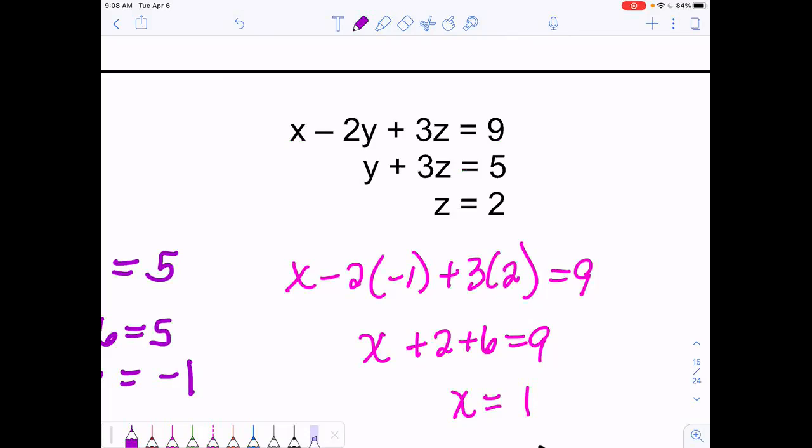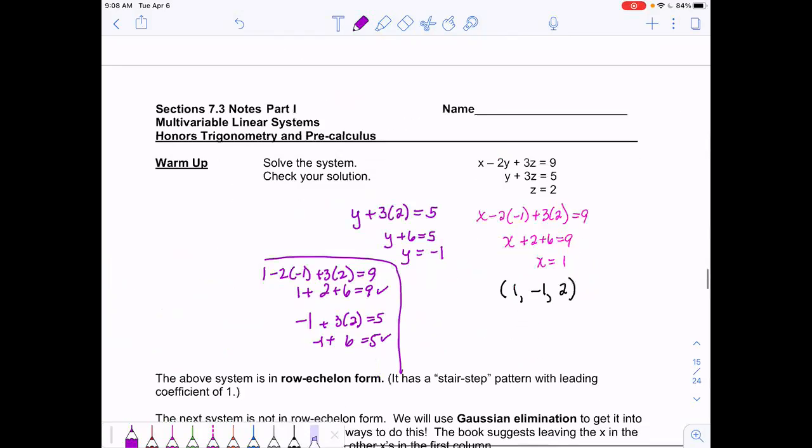Row echelon form, I can then use back substitution. That's what we used. So essentially you took the third variable, you went backwards into the previous problem and plugged it in. You took those 2 variables, you went backwards and plugged it into the first equation, and you solved. So the form is row echelon form. The process is called back substitution. To get there, we're going to use Gaussian elimination. All these terms that we're looking at.